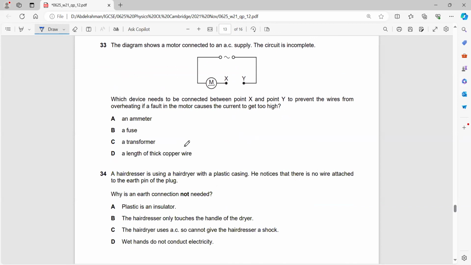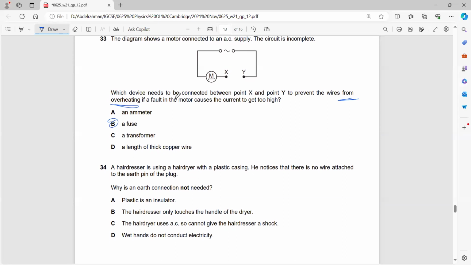The diagram shows a motor connected to an AC supply. Which device needs to be connected between points X and Y to prevent the wires from overheating? Yes, it is a fuse again. What does the fuse do? It protects the wires from overheating whenever the current increases above a certain amount.